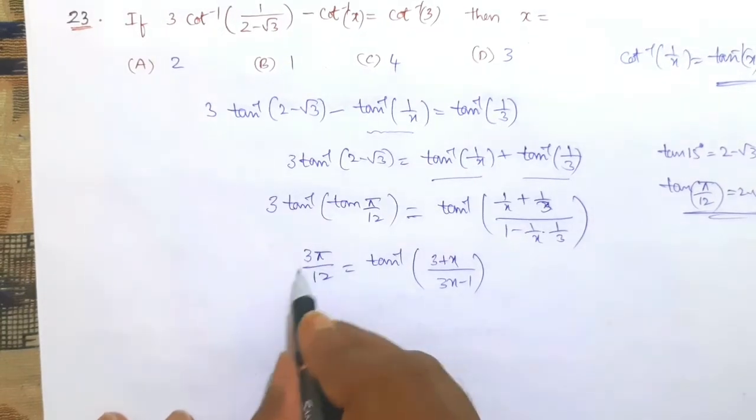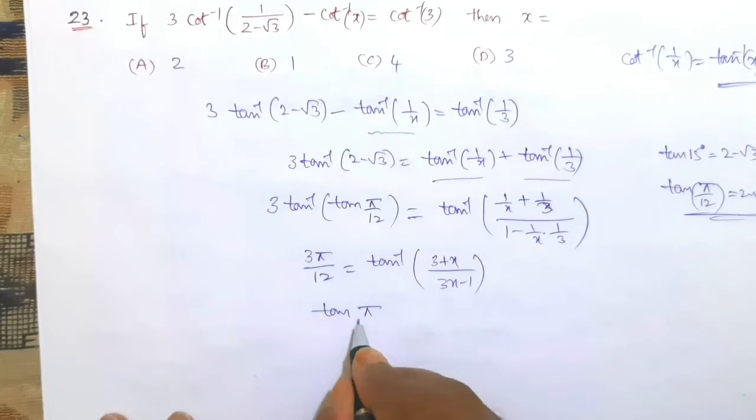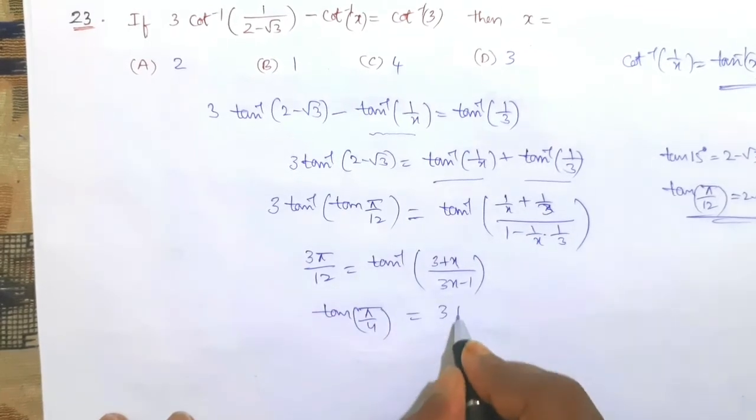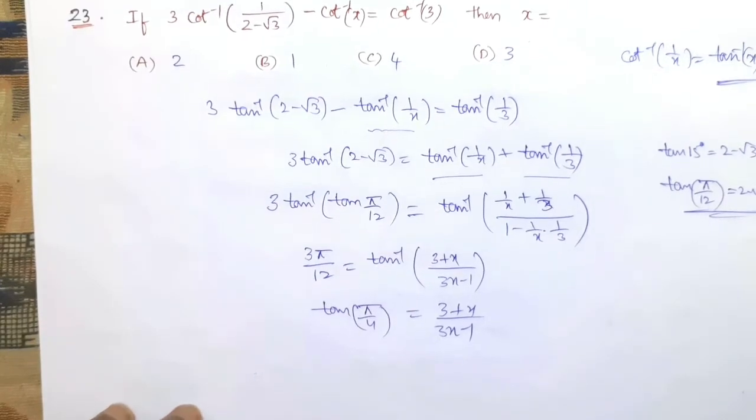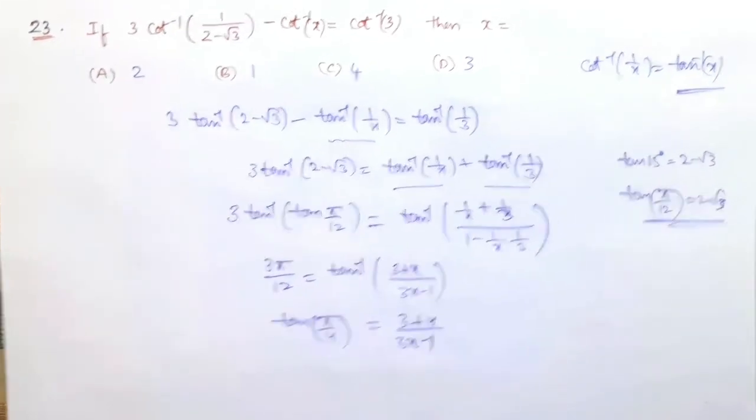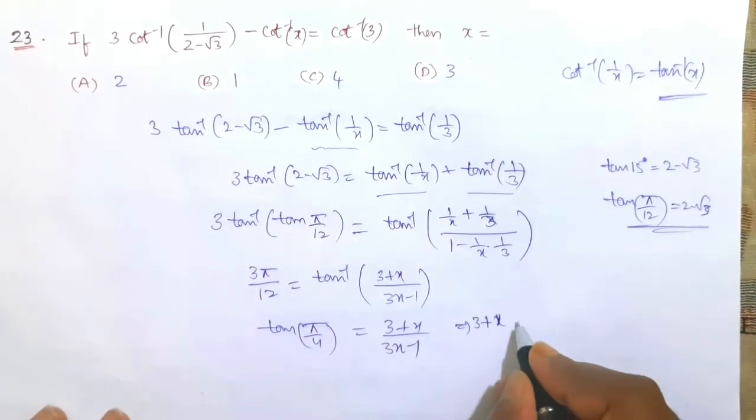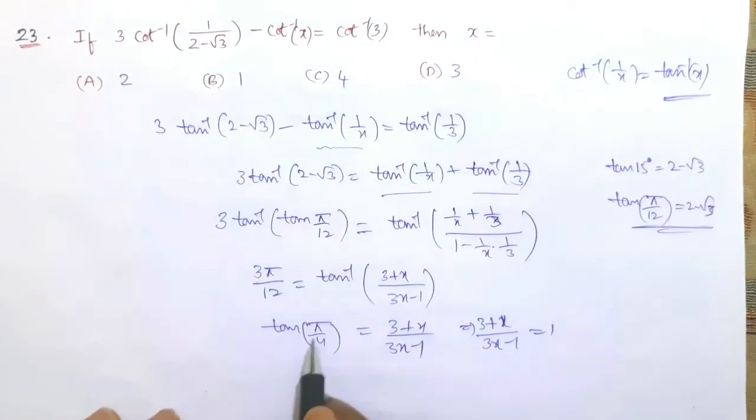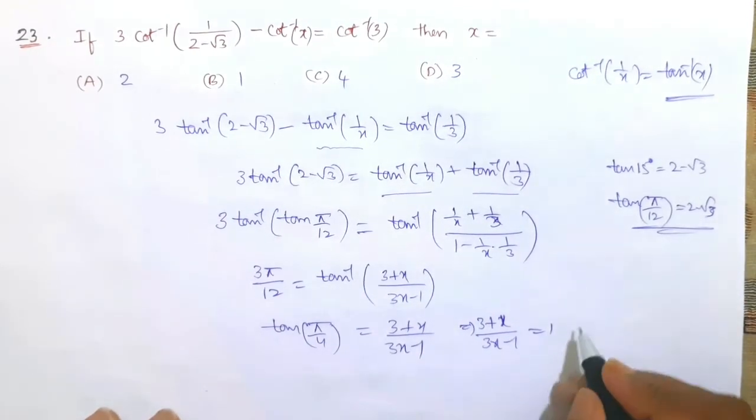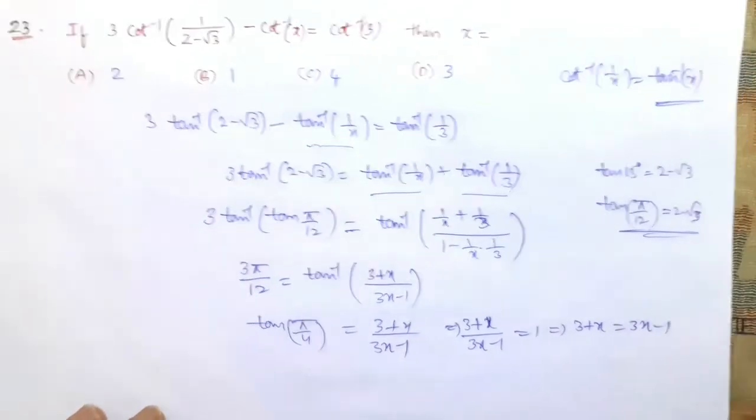Now this will be pi by 4. Tan going to the other side gives tan pi by 4, which is equal to (3 plus x) by (3x minus 1). As you know, tan pi by 4 is equal to 1. That means (3 plus x) by (3x minus 1) is equal to 1, as the value of this is 1. Now we do cross multiplication, which is 3 plus x equal to 3x minus 1.